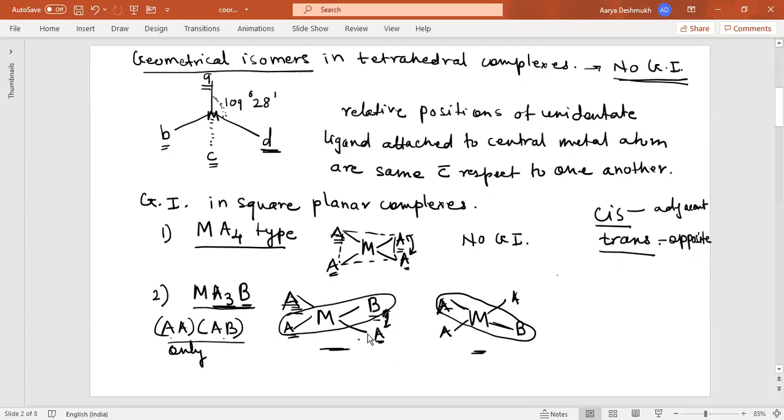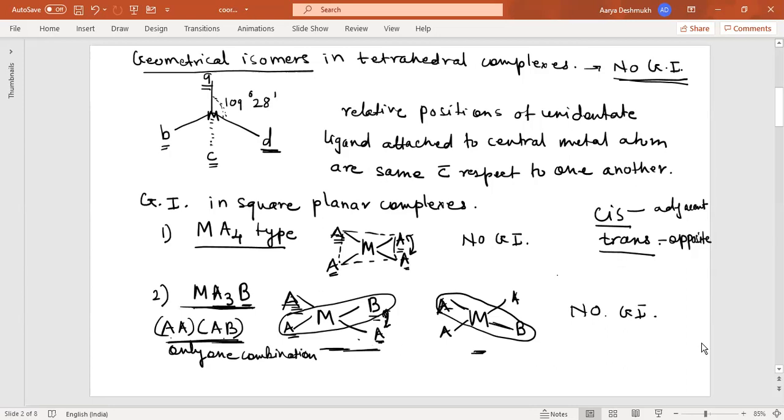So this is the one, only one combination is possible. You can't write any other combination out of this. So only one combination is possible there. So no geometrical isomerism in these type of complexes. Remember. Okay, so even without drawing the structure, you might be able to know whether this type of complex will show geometrical isomerism or not.